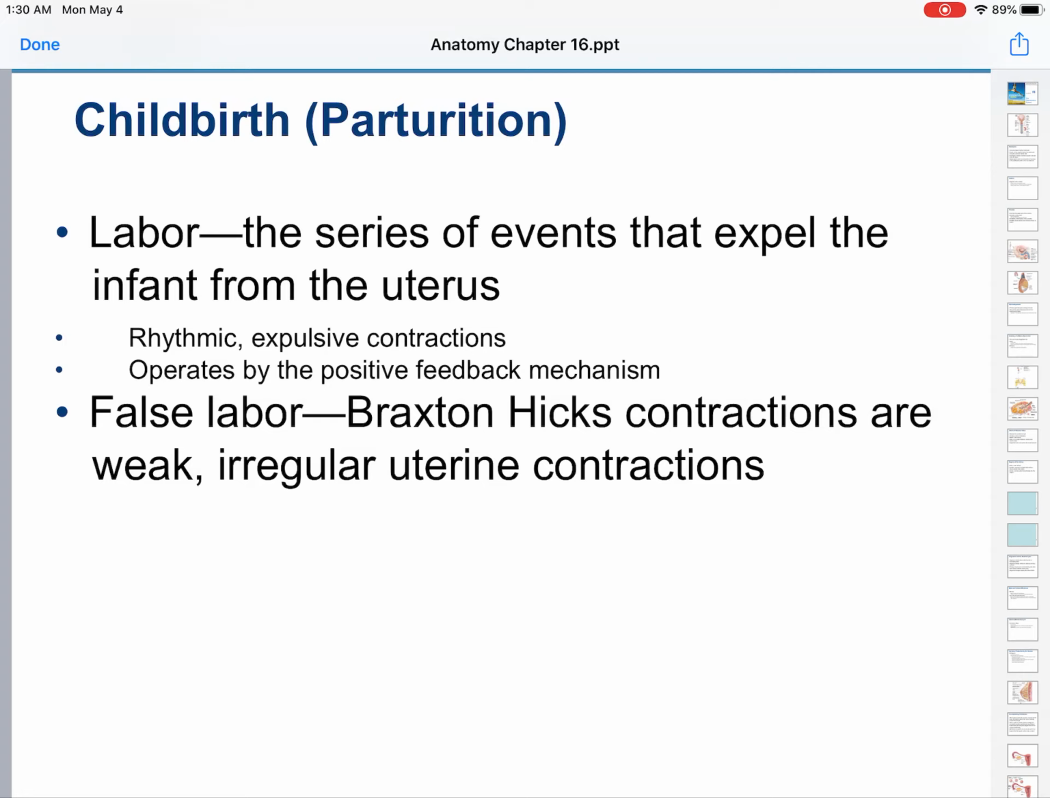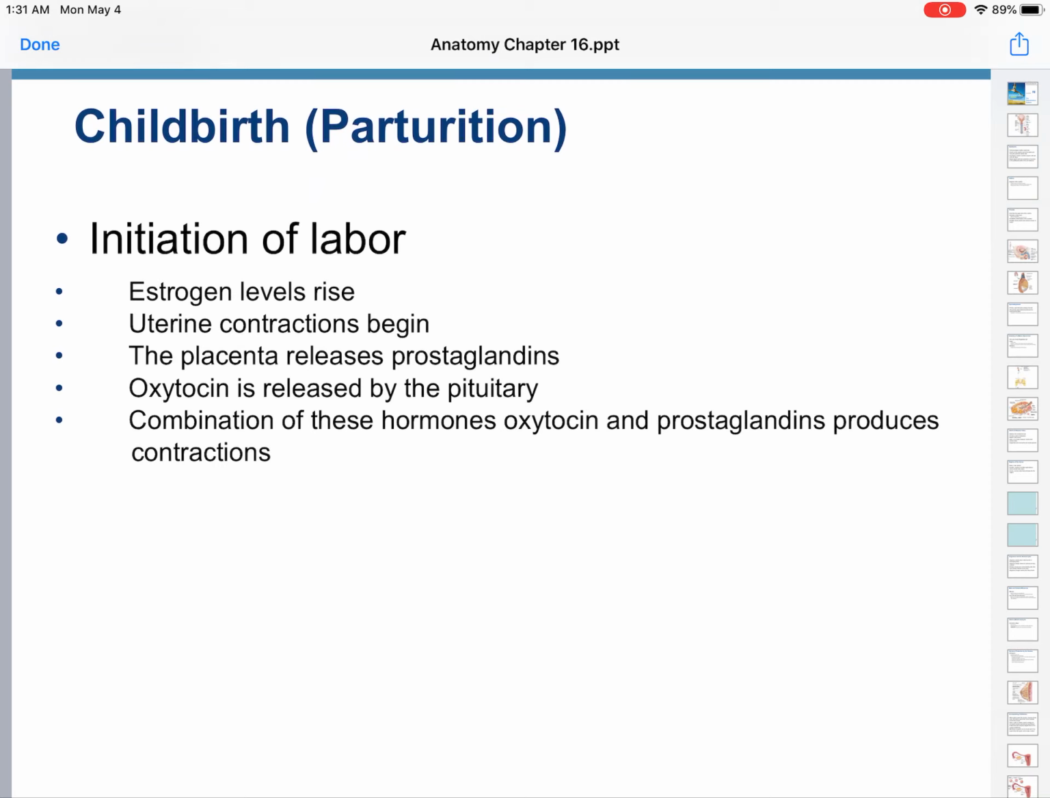Braxton Hicks contractions are weak, irregular uterine contractions. These are false labor. It could just be your body wanting to move that baby around. It doesn't like where the baby is. As it gets larger, the uterus can only expand so much. So you have contractions to move that baby around into a better position, eventually leading to going into labor. But your body could prepare for a week or more before actually going into labor, just moving that baby into a better position for the eventual labor.